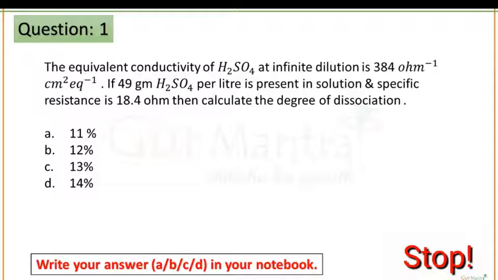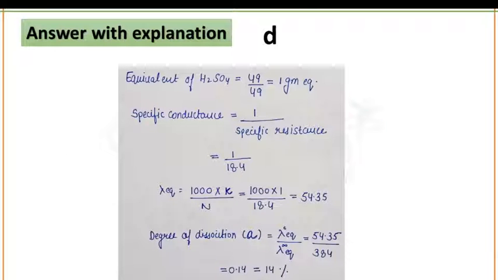Okay, time up guys. The correct answer for this question will be option D, that is 14%. This is the explanation. In this question we have to calculate the degree of dissociation, that is alpha. For alpha you need lambda EQ divided by lambda infinity EQ, at infinite dilution. The infinite dilution value given is 384, and you have to calculate lambda EQ to calculate the degree of dissociation, alpha.